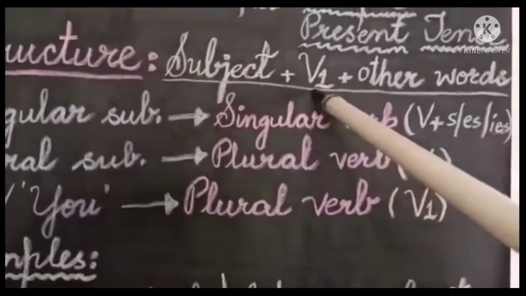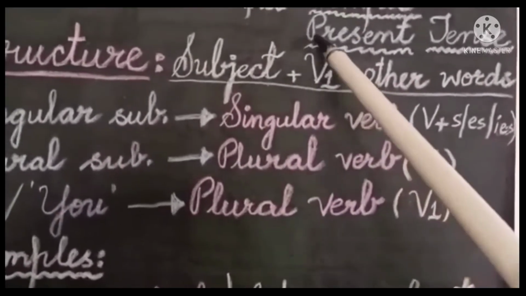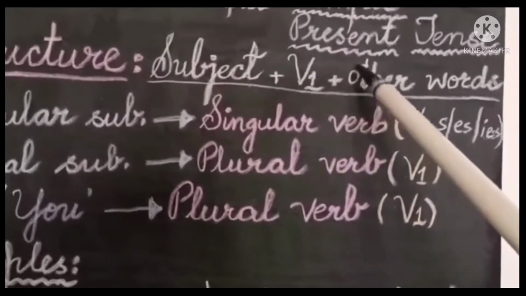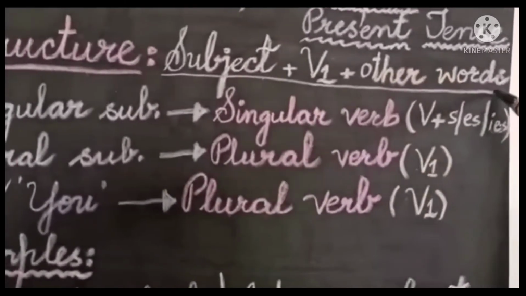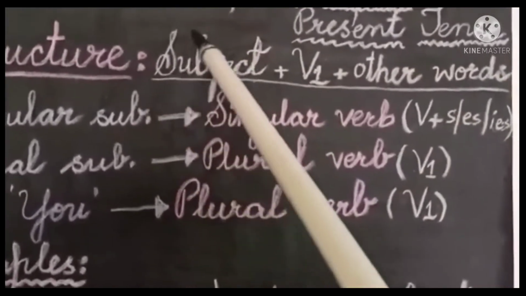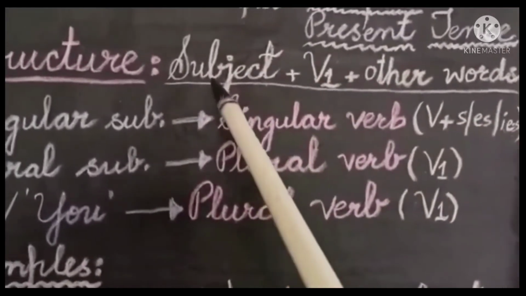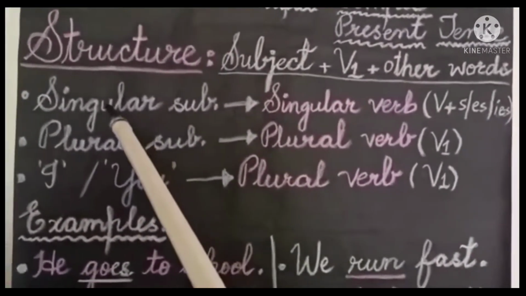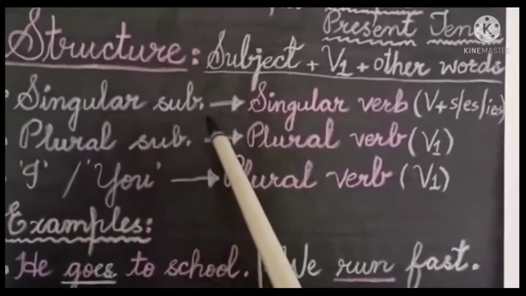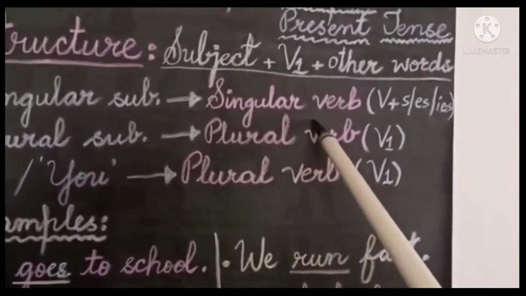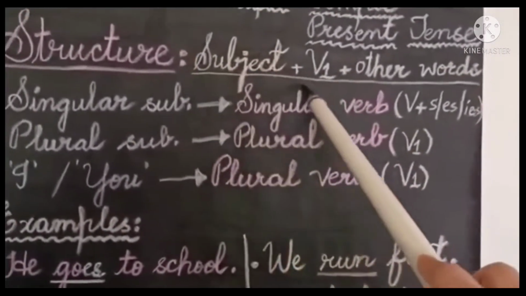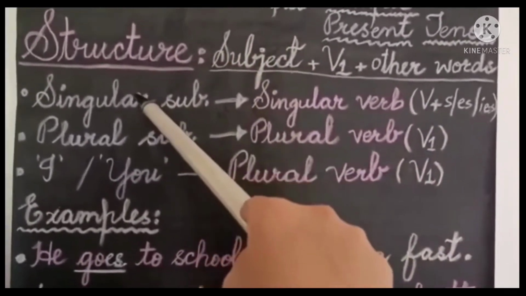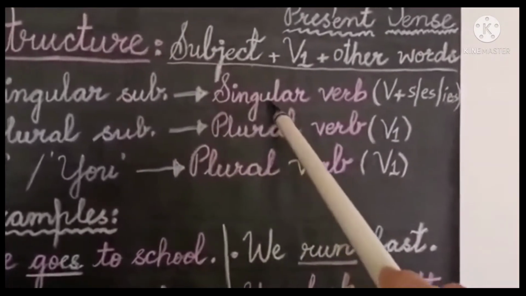Then first form of the verb. And my dear students, you know verbs are action words, the words which express action, and then you can write the remaining words. But for following this structure, you need to remember three golden rules. The first is, singular subject takes singular verb. Means if the subject who is performing the action or about whom you are talking is singular, if it is one, then you have to use a singular verb.